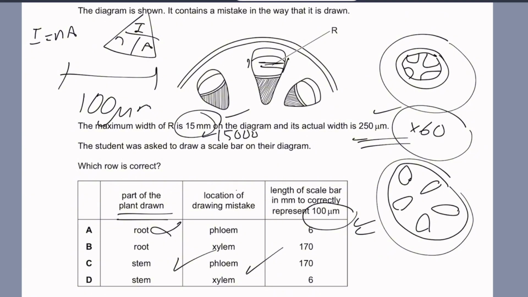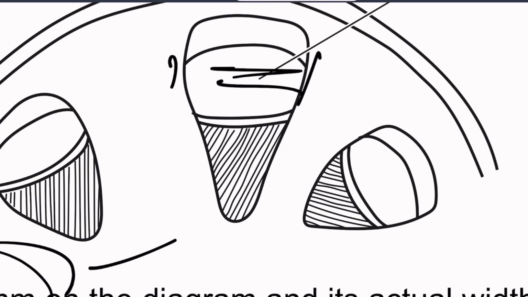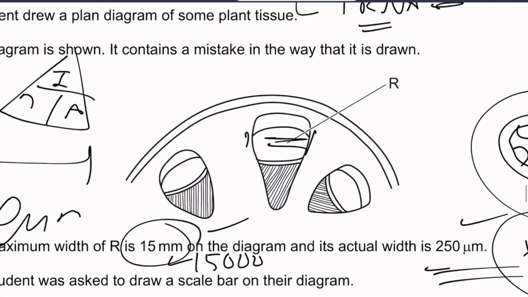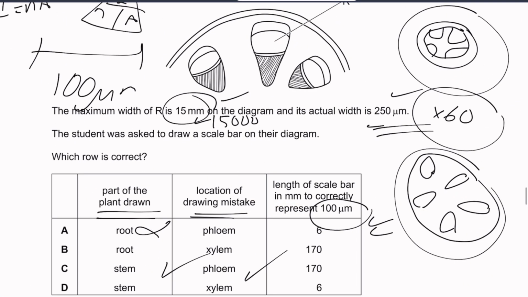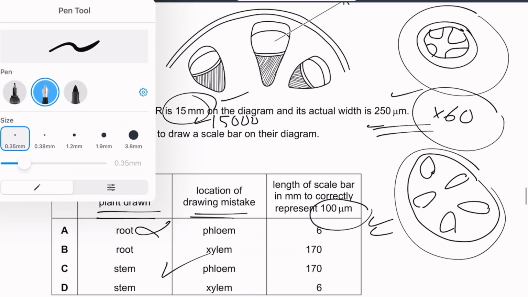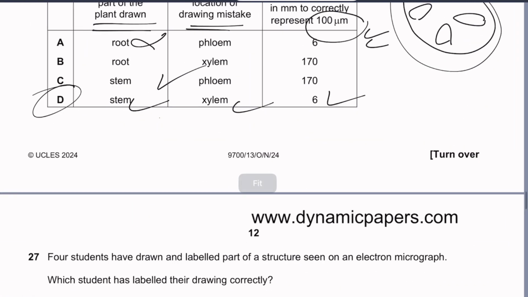So the location of the drawing mistake, I suppose that the way they drew the xylem is wrong. It does not have these striations. It's just a little darker, it has cells, but it's definitely not striated like this. I thought that R was just labeled because it's the mistake, but I feel like the xylem is the one that's drawn wrongly. You're not supposed to shade in your drawings. So stem, xylem, and 6. I know this question is a bit confusing, so make sure to take your time while solving it.